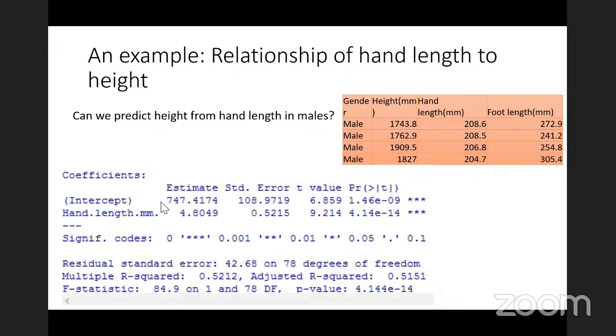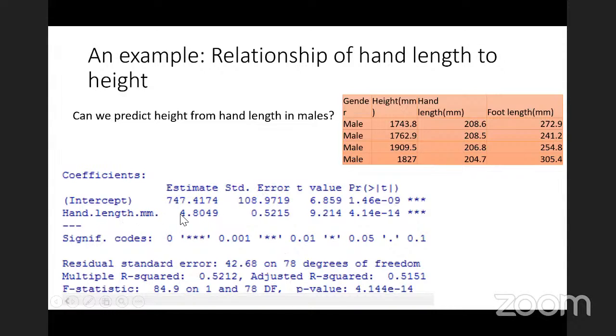So once we put in the data, we get some values like this: coefficients, hand length, we have got an estimate, standard error, p-value, intercept, the value of the intercept with its standard error, the residual standard error, multiple r squared, adjusted r square.